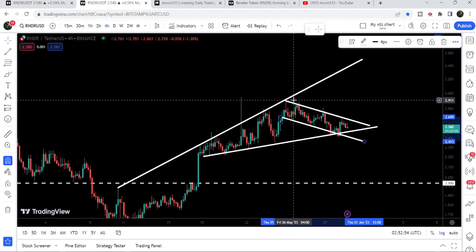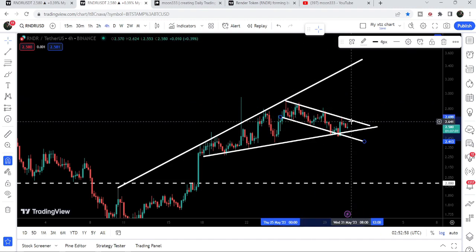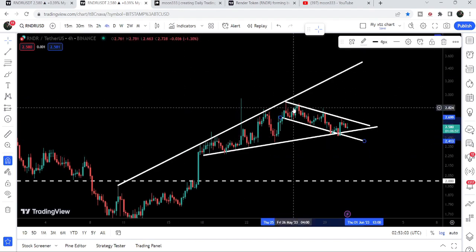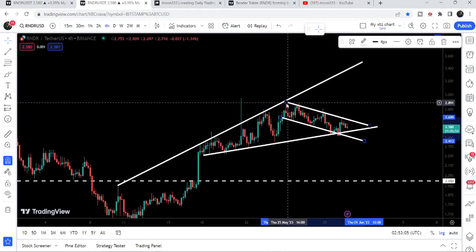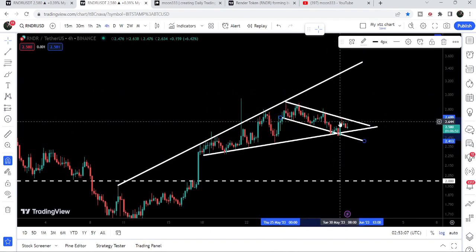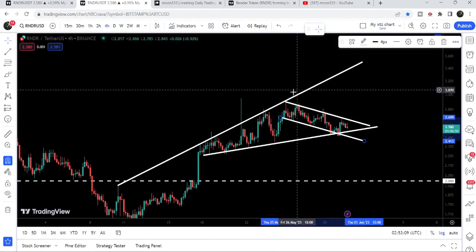That will be approximately at $2.91. But in my point of view, after this breakout, there is a very high probability that, like it is doing every time after getting bounced from this support, it is forming higher highs. Same as that, it can form another higher high than the previous high.